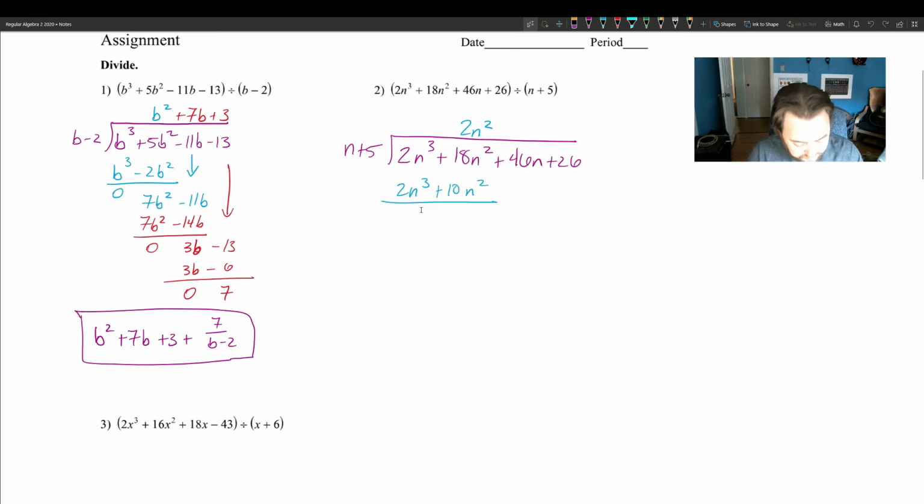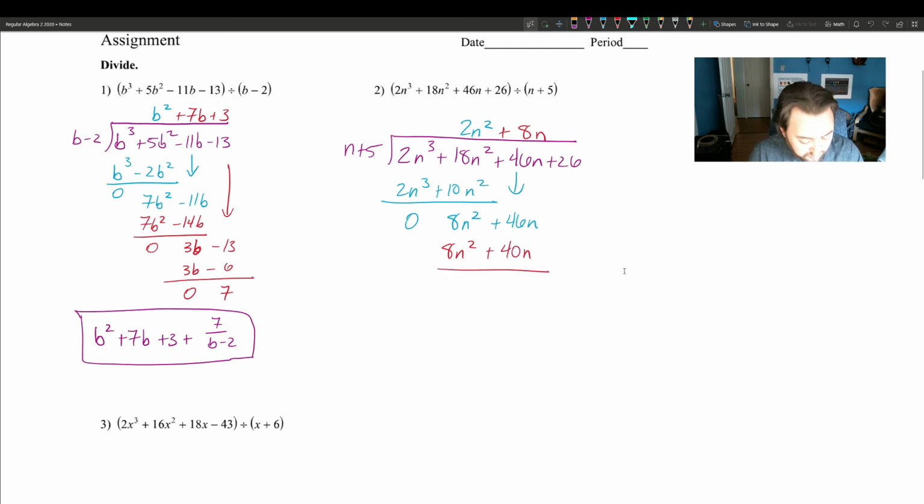These two cancel out. I get a 0. 18n squared minus 10n squared is going to be 8n squared. And we'll drop down the next term to be 46n. All right, now I want n to match 8n squared. So we're going to do plus 8n. 8n times n is 8n squared. 8n times 5 is going to be 40n.